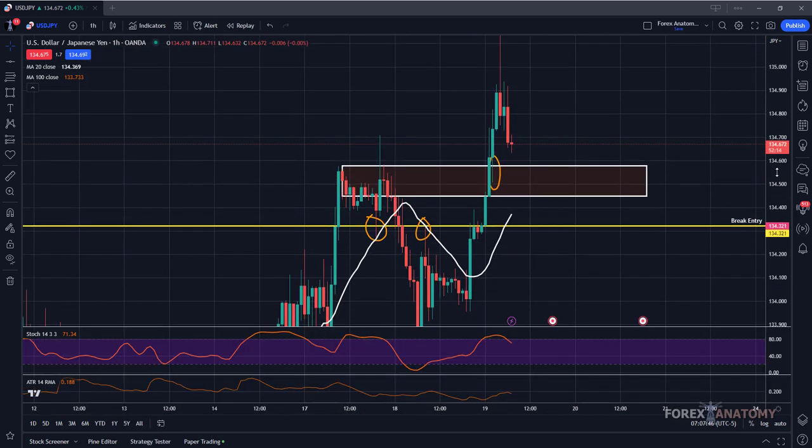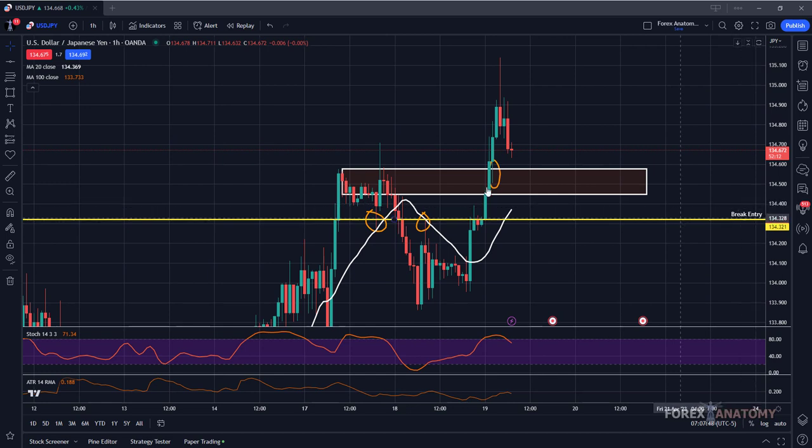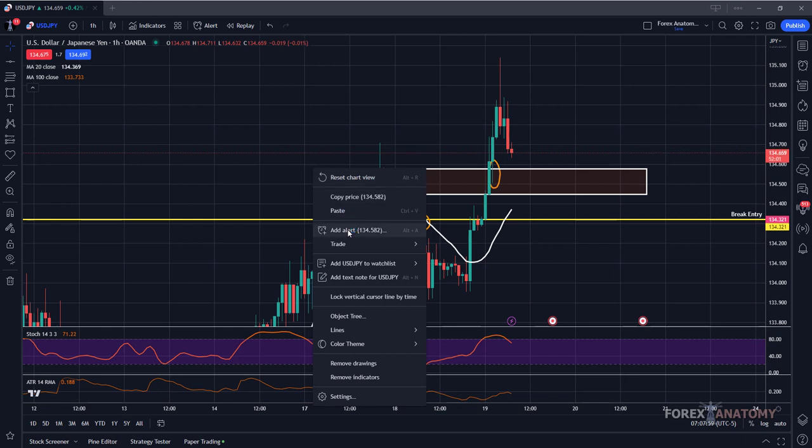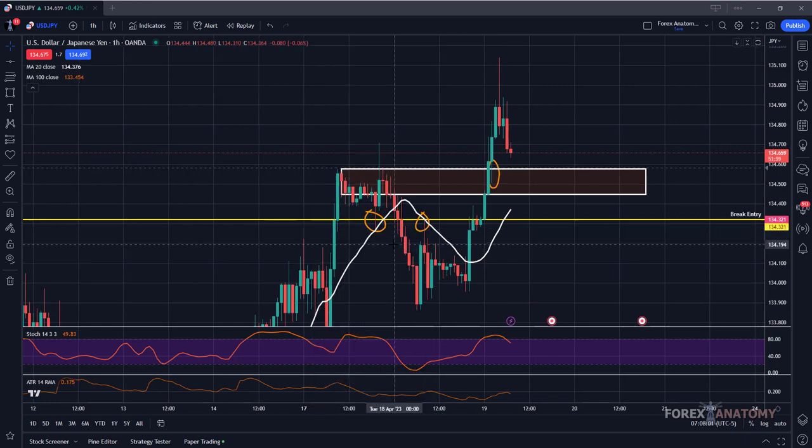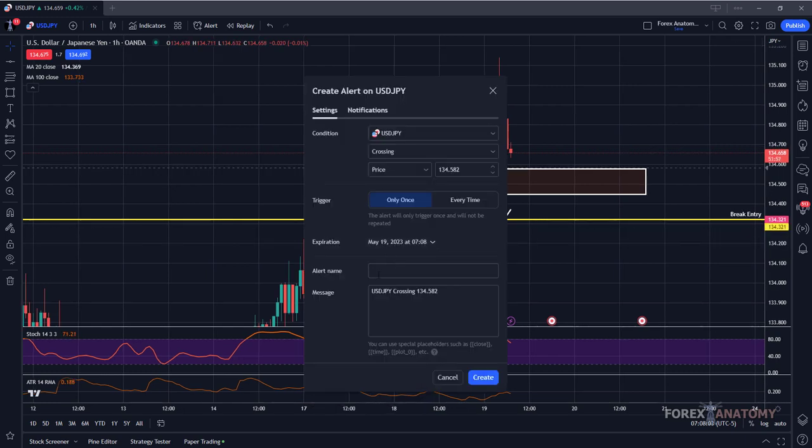Okay, so what we're going to do, we're going to look for opportunities to buy on a pullback into this zone. What I'm going to do is set up a price alert for when price hits this zone. So let me do that right now. Let me set up a price alert, add alert. And I want to be notified when price touches this particular zone. So then usually I'll put the date, April 19th.